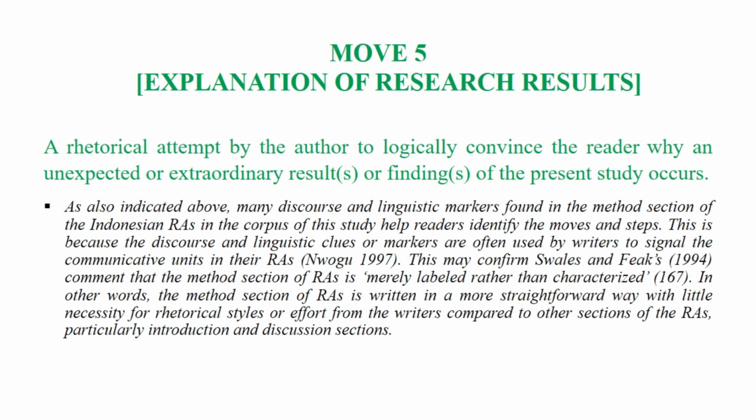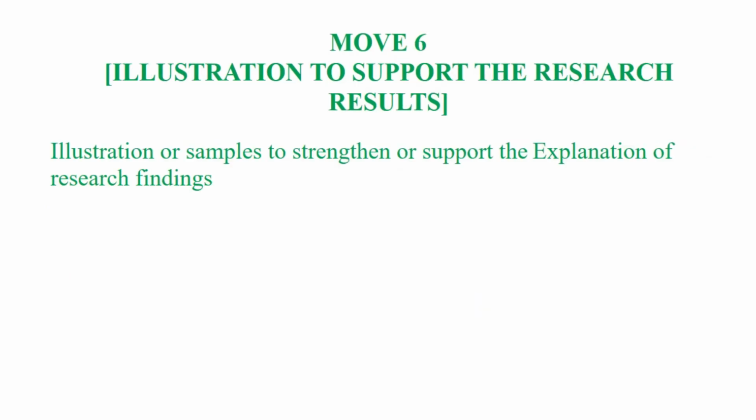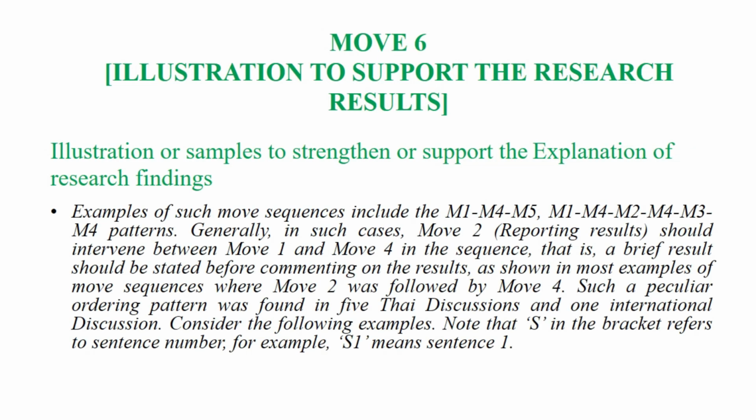Move five is the rhetorical attempt by the author to logically convince readers why an unexpected or extraordinary result or finding of the present study occurs. So if our finding is different from the finding of others, we have to justify this. Why are they different? If they're similar, we have to discuss why. And illustration is important if we think that it can be complicated or difficult to understand. We give an example, an illustration.